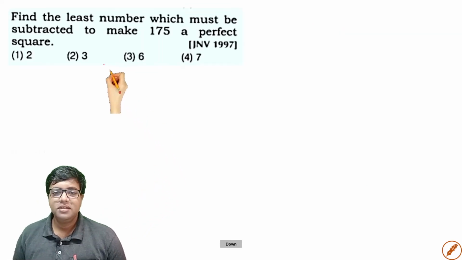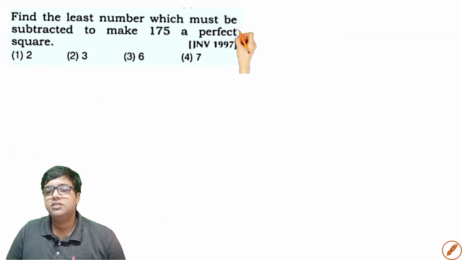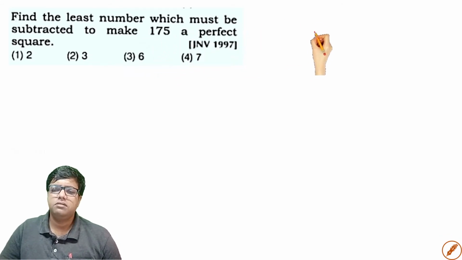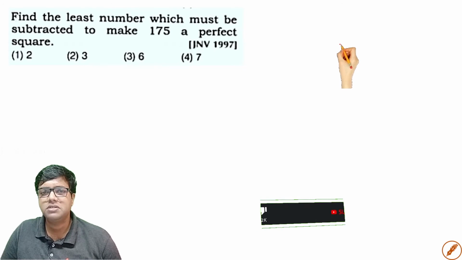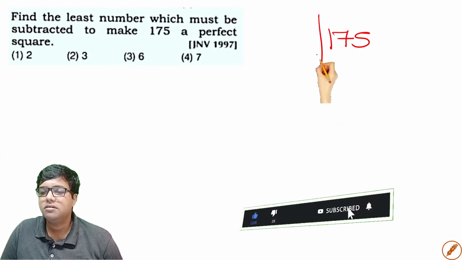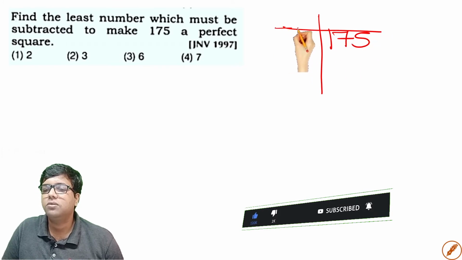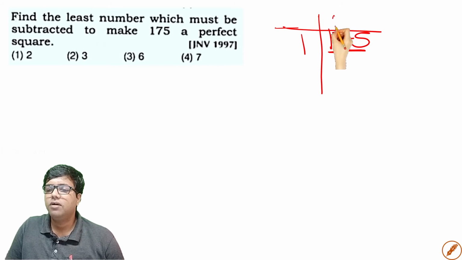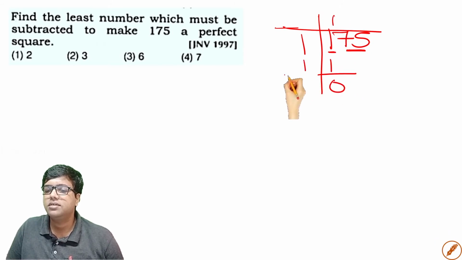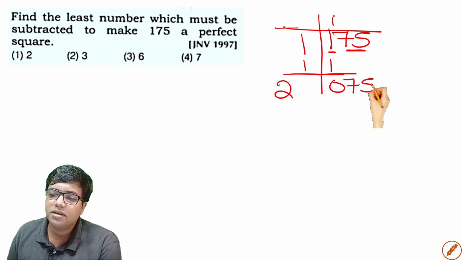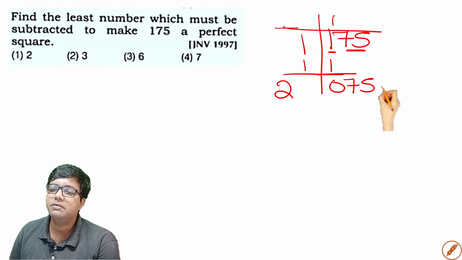All right, find the least number which must be subtracted to make 175 a perfect square. Okay, so these kinds of questions we have seen in the division part. So let's answer this question through the division method. So pair them, you have only 1, 1 ones are 1, you will get 0. 1 plus 1 is 2. 75 will come here. So what number will take you up to 75?